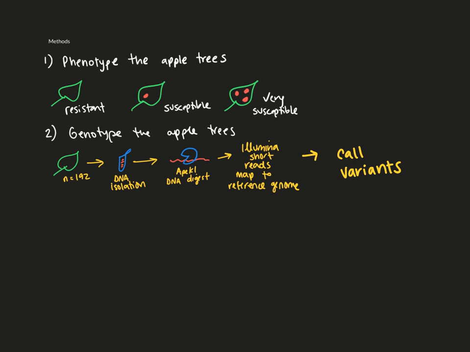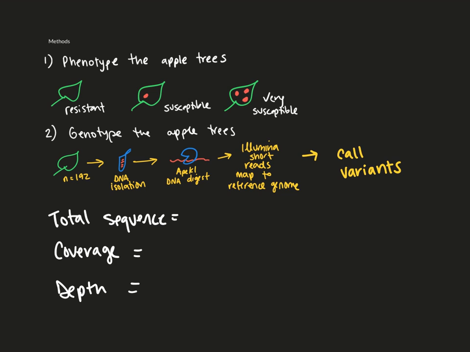And then, of course, the next thing, just like with the tuna video, they called variants. So in their reads, how were the sequences that they saw in their reads different from the reference genome and from other members of the 192 trees that are in this population that they have sequenced?